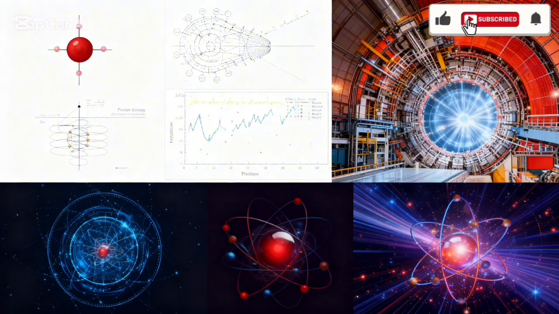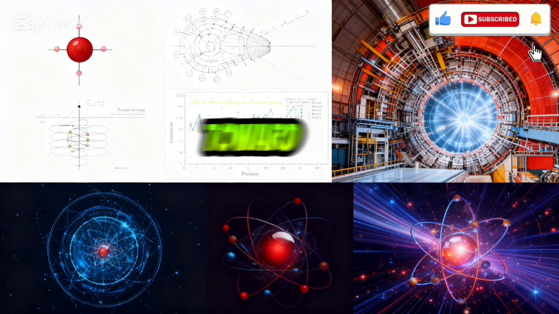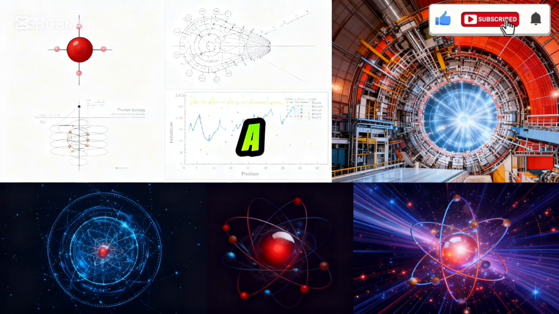MCQ 4. Canal rays move toward: A. Positive electrode. B. Negative electrode. C. Both electrodes. D. No direction. Correct answer: Negative electrode. So that's the complete story behind the discovery of the proton.